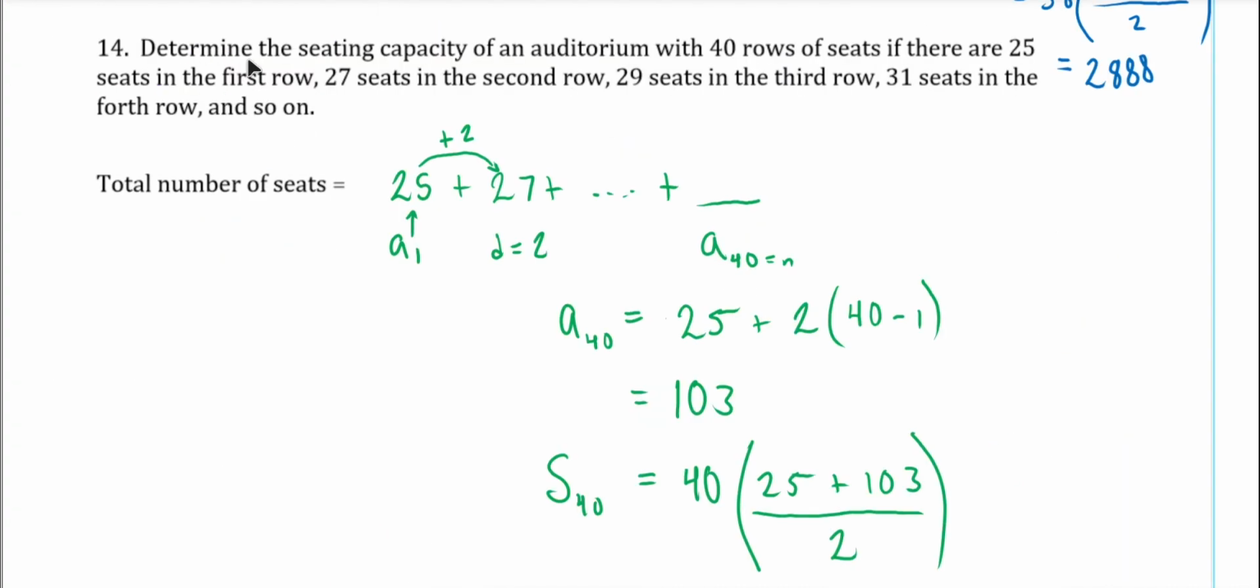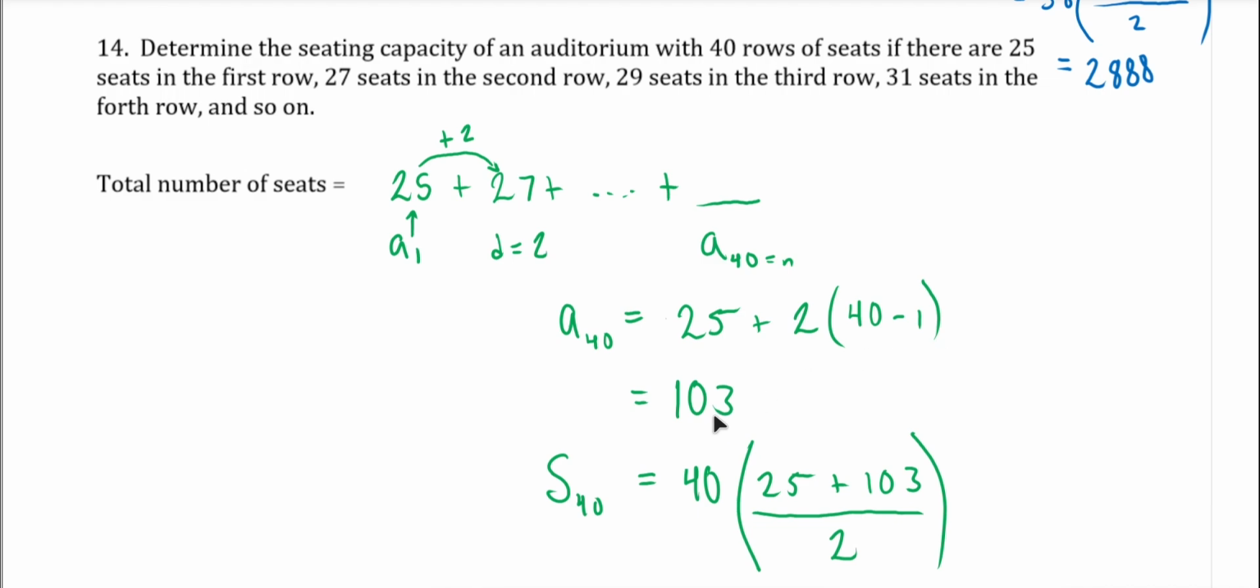Here we have a sort of word problem. It says determine the seating capacity of an auditorium with 40 rows of seats. If there are 25 seats in the first row, 27 in the second, 29 in the third, and so on. So the idea is we have an arithmetic sequence going up by 2 each time and starting at 25. Now, what is the 40th term of the sequence?